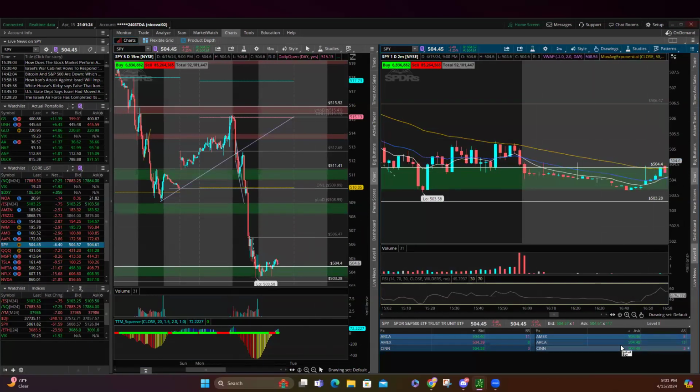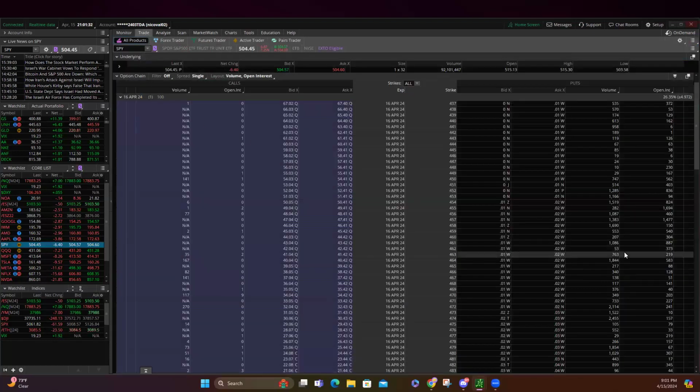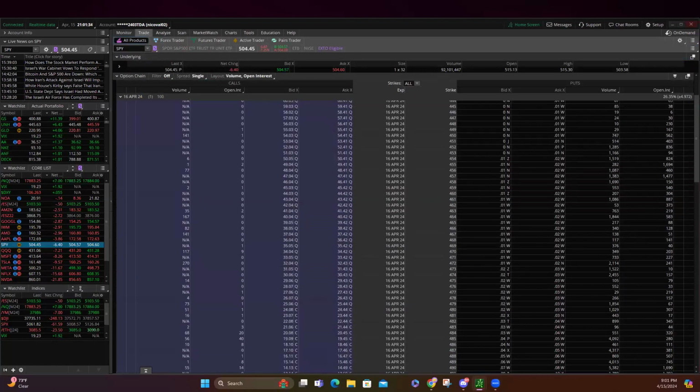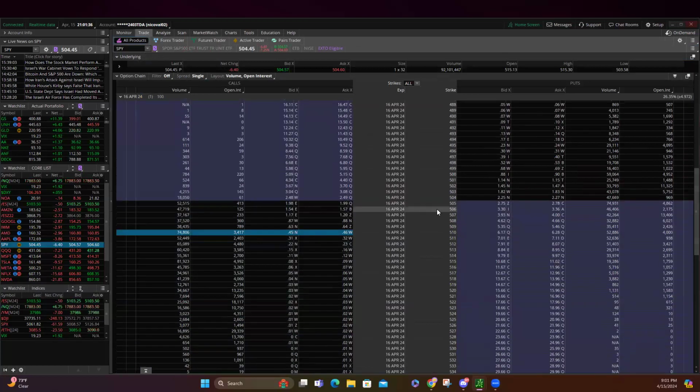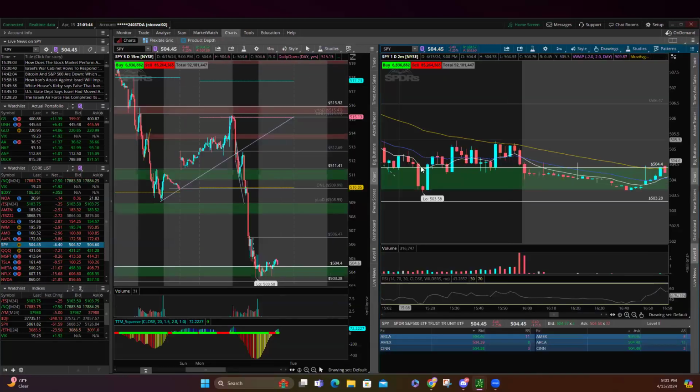Like if you see a specific price, like we're testing between 504.50, something's happening there, you can jump into the option chain and see what's happening within those prices, like 540, or what's happening between 46, 47. You can just jump in and see why I see those 504s being tagged on the price.